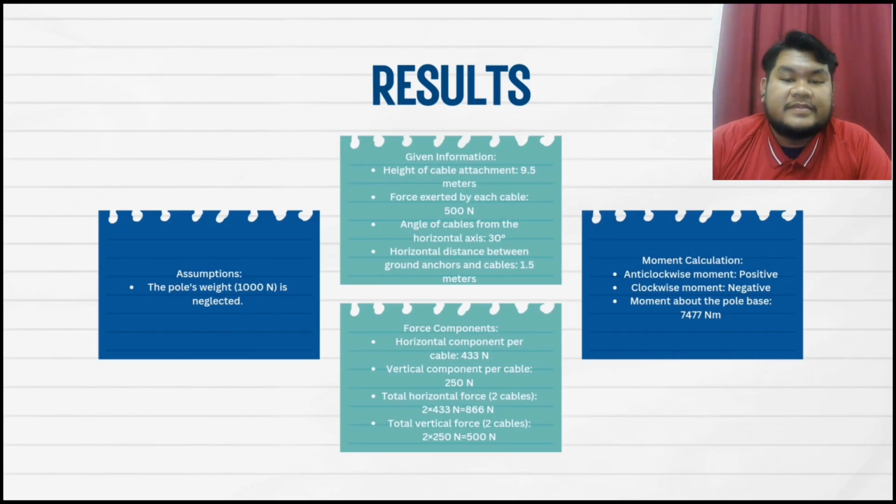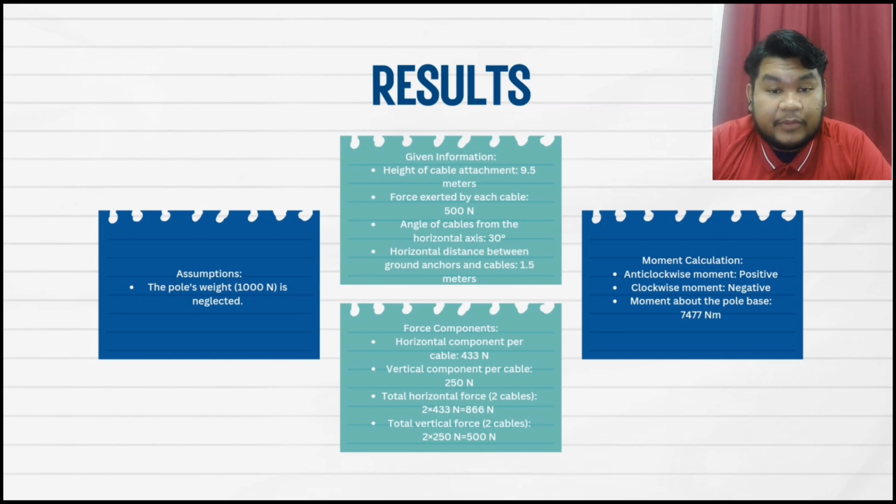So now we'll be looking at the results for our group project. This is based on the mathematical modeling that we've done earlier. The first thing is to note that we made an assumption. The weight of the pole, which equals 1000 newtons, was not included in our calculation. This is to simplify our calculation and not make it a hassle.